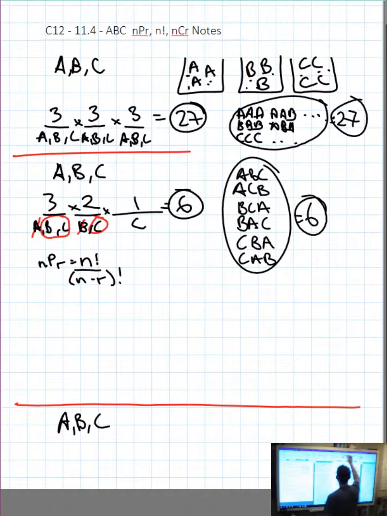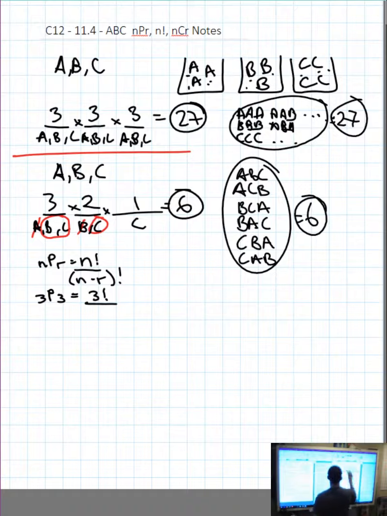n is the number of things we have to choose from, and we're choosing from A, B, and C, so we have 3 things to choose from. P, I'm going to draw that 3 a little bit better. 3P, and I'm choosing 3 of them. And following the formula, that's 3 factorial over, I'm going to design this page a little bit differently. I'm going to do the other example off to the right so I can go down the page like we like.